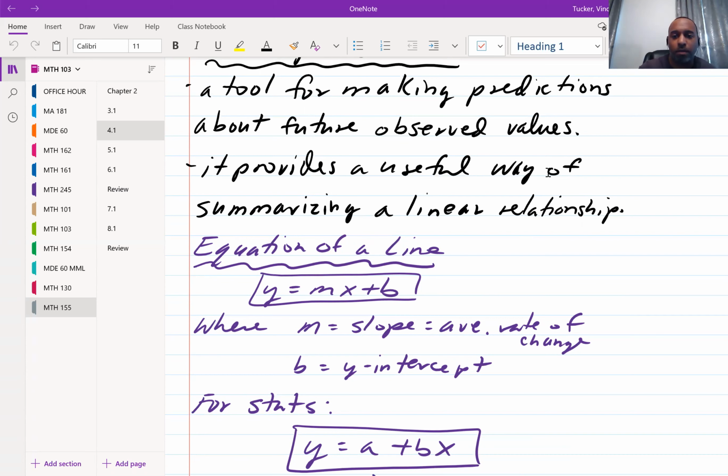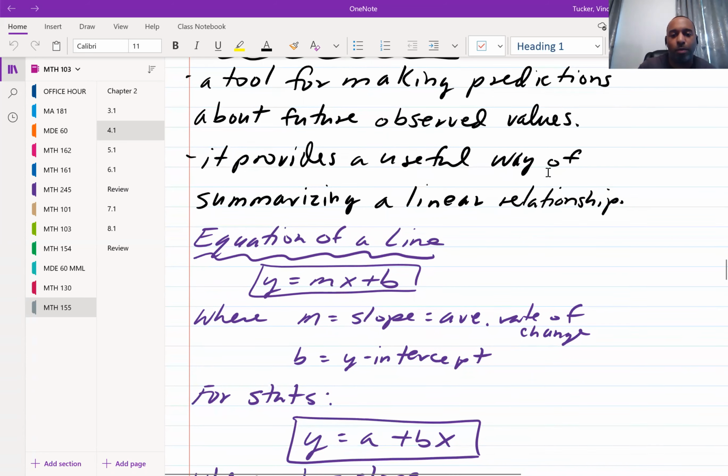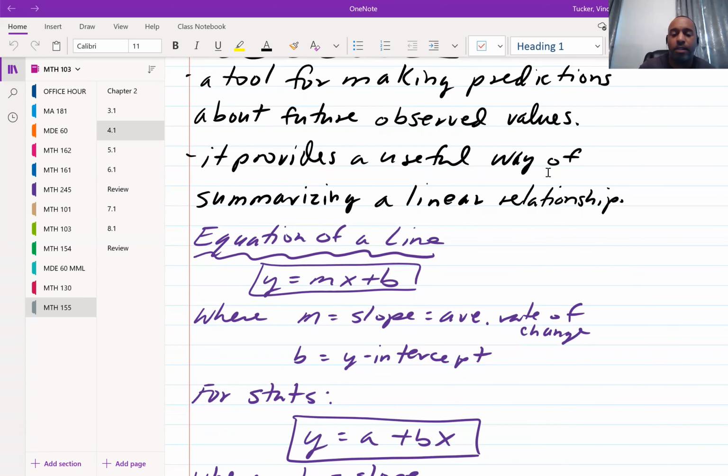Some of this stuff I'm just giving to you in case MyMathLab asks you about it. For stats, they normally use a plus bx. Same type of relationship though. What's sitting in front of x is going to be your slope. The other number is your y-intercept.